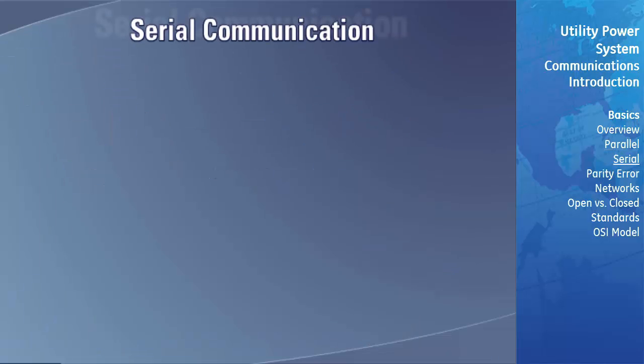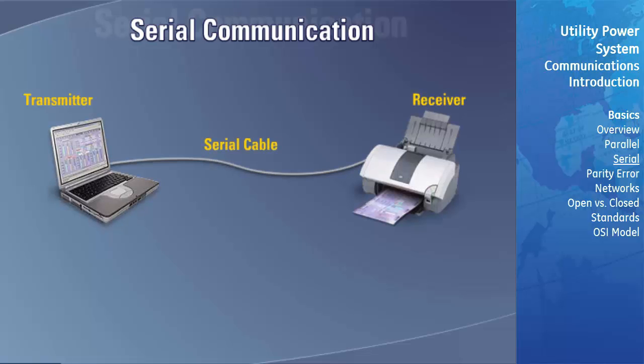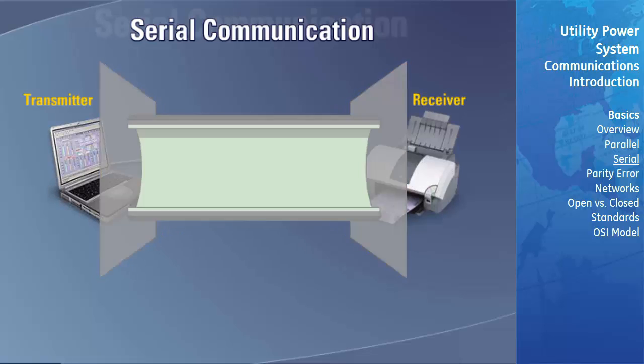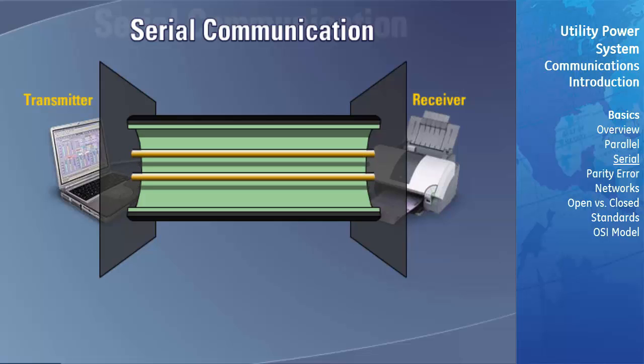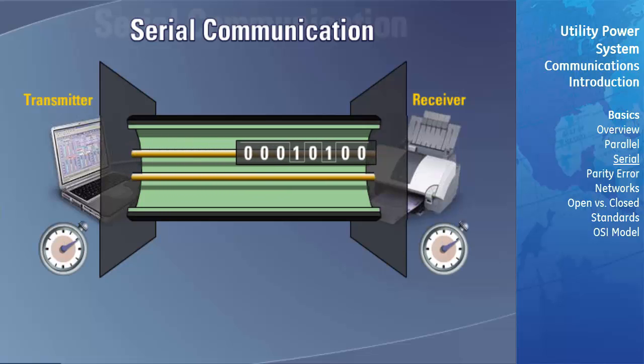Now let's take a look at serial data communication links. With a serial link, only 2 wires are required between the transmitter and receiver. The 8 electrical on-off voltage signals are sent in a sequence on the 2 wires with reference to a time base. With serial communications, the data transfer is done bit by bit.